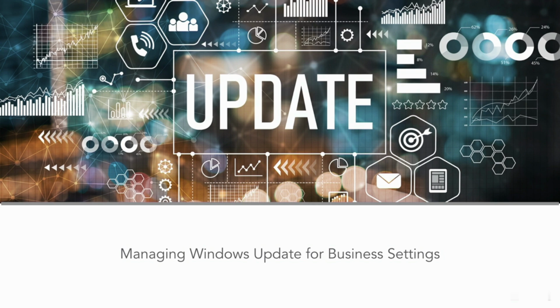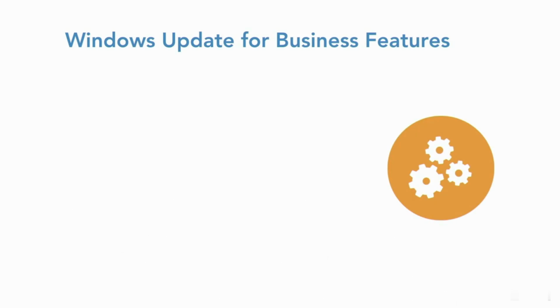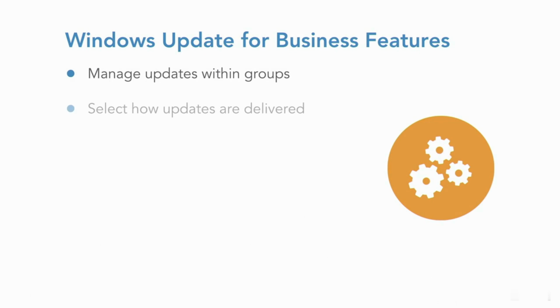organizations. Using Windows Update for Business, you can manage and control updates within groups. Select how updates are delivered, control the settings, and also set up test devices. Let's take a look at each of these steps in turn.